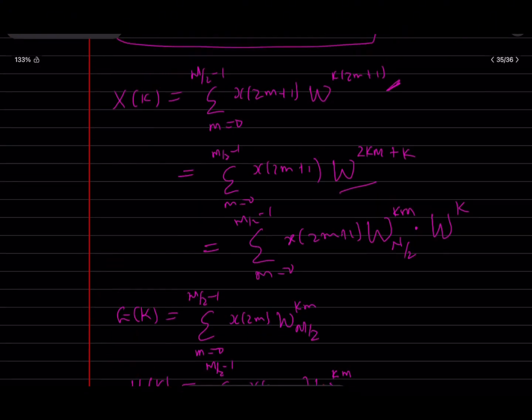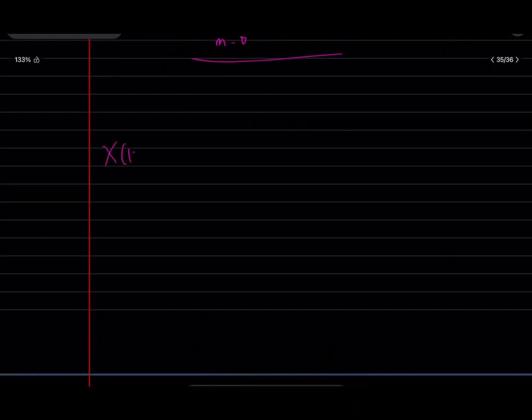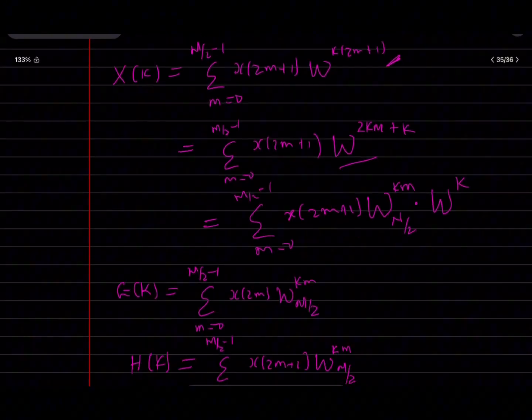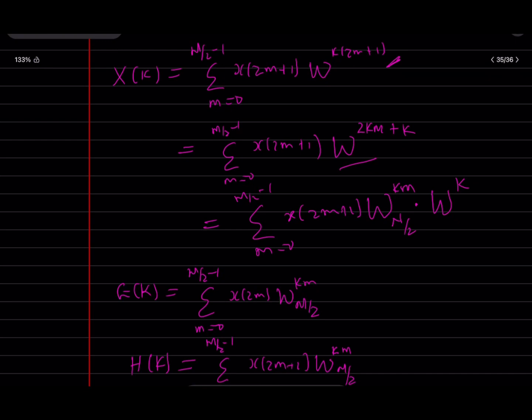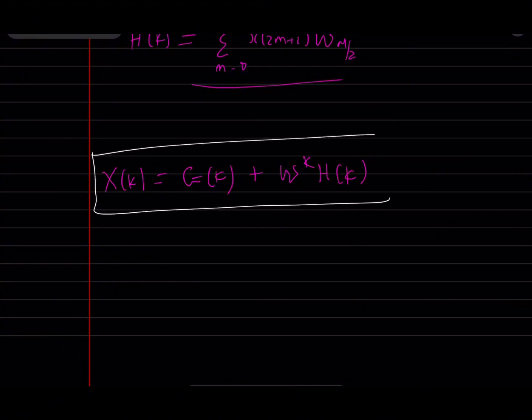So in case we are representing all of them together, we are going to get X of k equal to the even part, which has been calculated over here, and then the odd part, which has also been calculated over here. But remember that there's an omega k attached to it, so it's going to be plus omega k H of k. So this is the final derivation of the even and odd decimation of the decimation in time method.